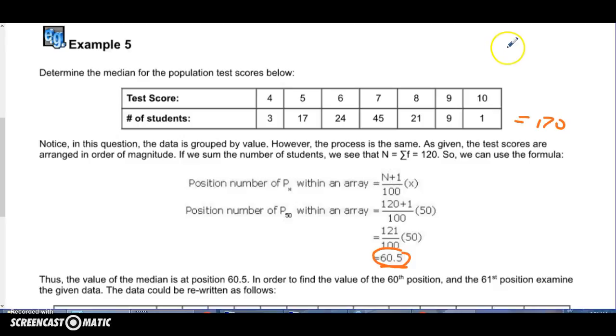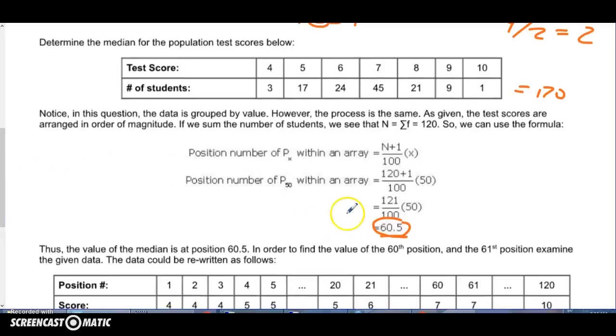If I said to you, there are 4 people, right? So there's person 1, 2, 3, and 4, and you said, well, half of 4 is 2, so the second position is the middle. Well, no, it's not. The second position is close to the middle, but the middle is between 2 and 3. Every time you have an even amount of data, or an even population or sample, you're going to have a fraction for your position.